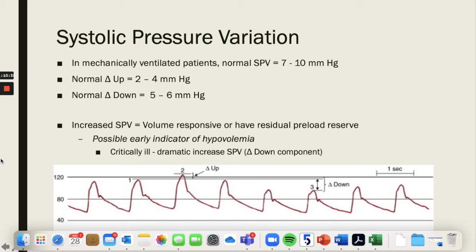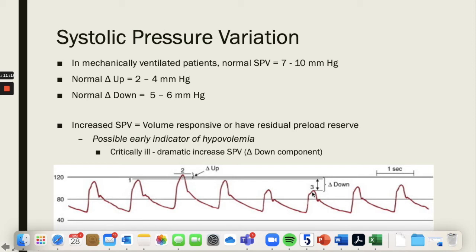And we measure the changes in the delta up and the delta down, and we measure those differences. So a normal delta up, which we measure here, is 2 to 4 millimeters of mercury, and going down to, and this is on our peak inspiratory pressure and expiratory pressure here, this is our delta down, and our normal delta down is 5 to 6 millimeters of mercury.